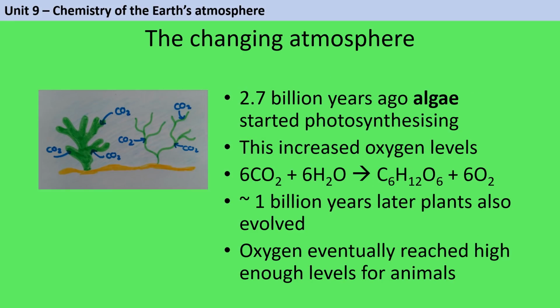Now, about 2.7 billion years ago, algae started photosynthesizing. Algae are part of the same kingdom as plants. They have chloroplasts and cell walls, but they also include things like seaweeds and microscopic single-celled photosynthetic organisms. These little green cells started photosynthesizing, and as you know, this makes glucose, but it also makes a lot of oxygen, and so levels of oxygen started to rise. And then about 1 billion years later, the first higher plants evolved, and oxygen levels eventually got high enough for animals to evolve too.